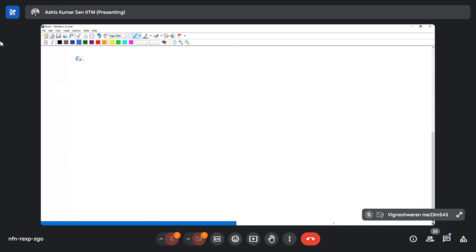So let's say we are measuring the pressure of a tire, and we have 10 different measurements. From the 10 different measurements, we want to detect if there is any outlier. Okay, so I would note down the data points here.